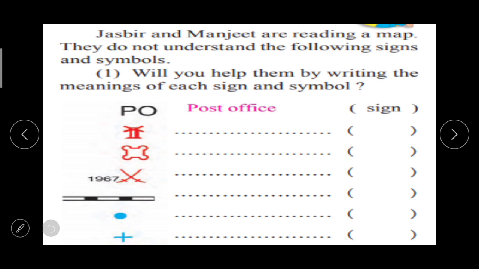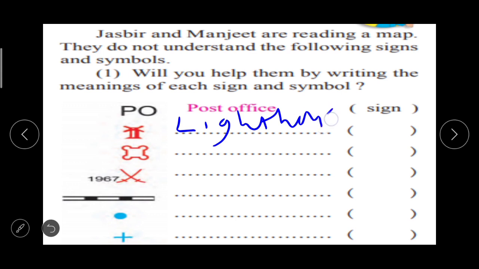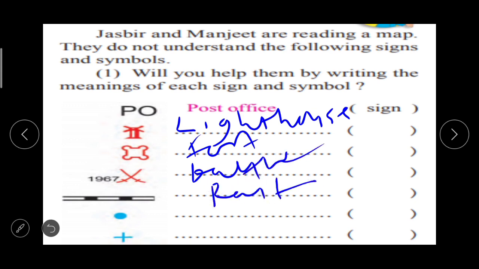Now PO is for post office. This one is of lighthouse. Then this one fort, battlefield, railway track, and this one is of well, and this one is of spring. Now you people just do one thing, ये sign है या symbol है लिखना है. Sign is what? Sign में क्या होगा? It may be lines, circles or triangles, and in conventional symbols it may be the miniature drawing of the respective object. So you people do this.